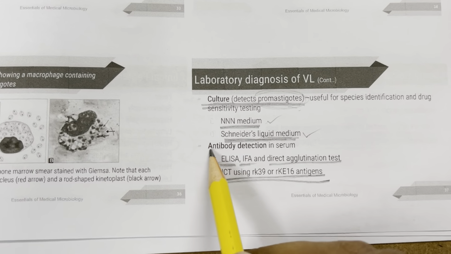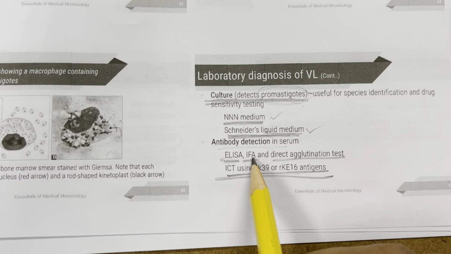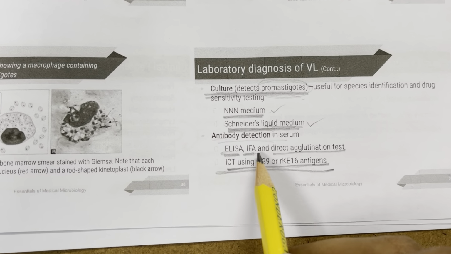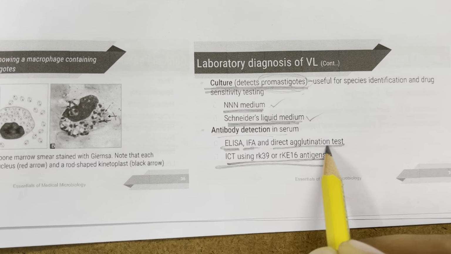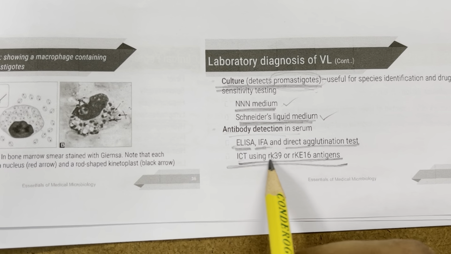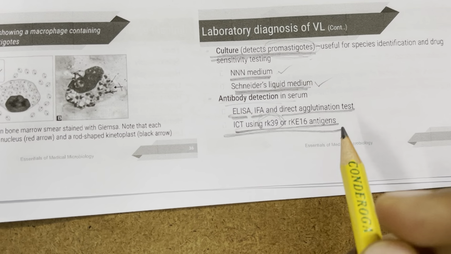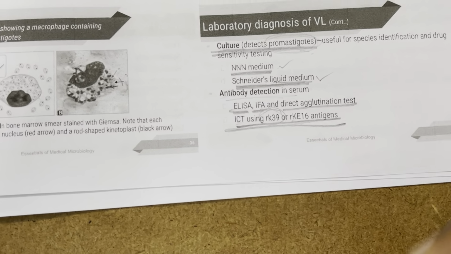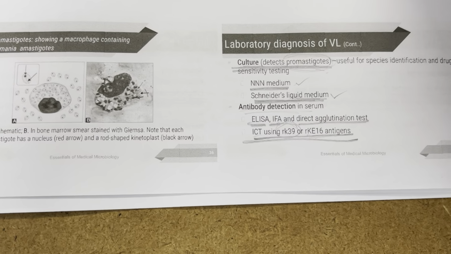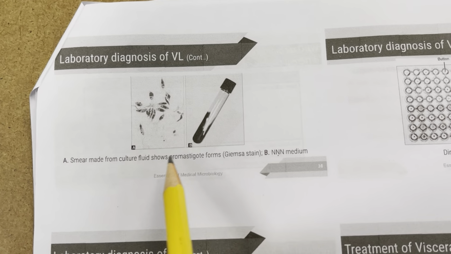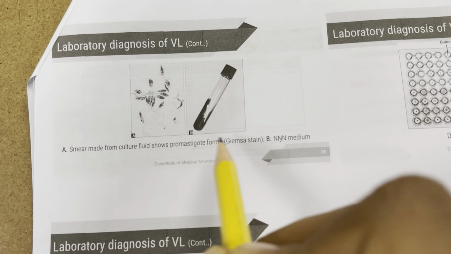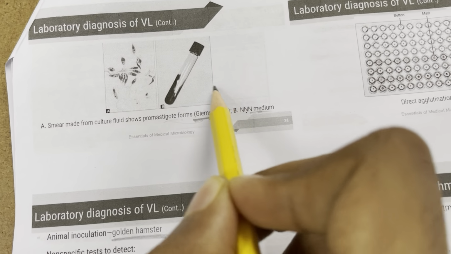Okay, and then antibody detection, you can use ELISA, IFA, and indirect immunofluorescence assay, and direct agglutination test. You can use ICT using RK39 or RK16 antigens. RK39 is useful. Okay, ELISA and direct agglutination as well. So here it is a smear showing promastigote forms. Okay, Giemsa staining, NNN medium.